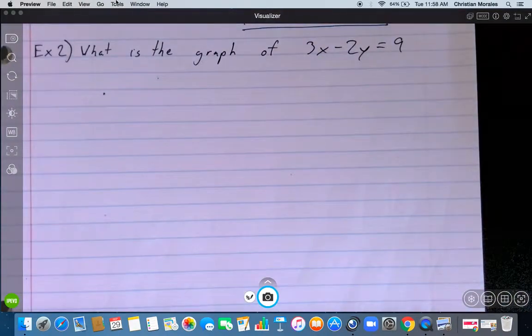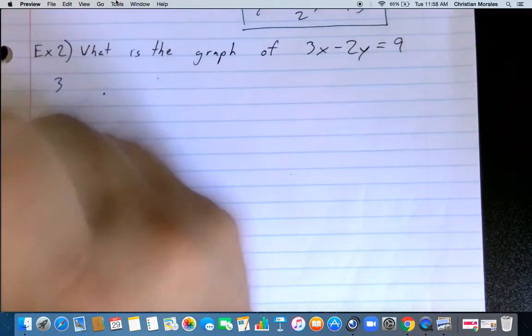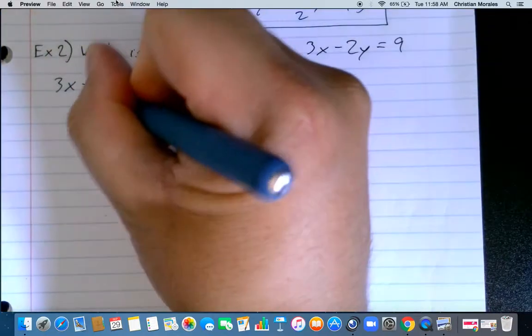Actually graphing it. So let's practice what we just did. Let's graph this. Okay? So there are 2 options that you have for graphing. Option number 1 is turn it into y equals mx plus b. So I'm going to take the same thing I did before. I'm going to solve for y.